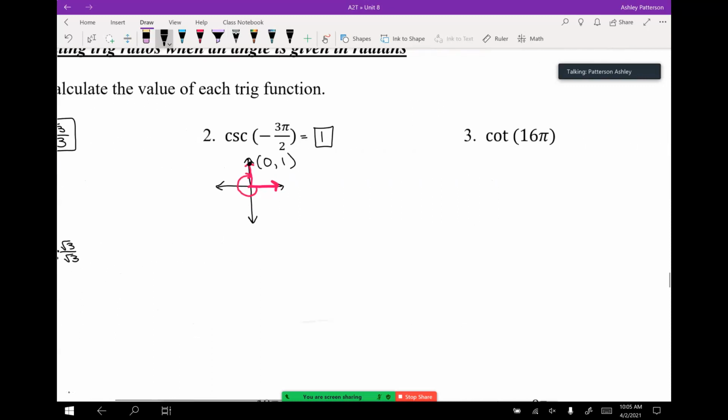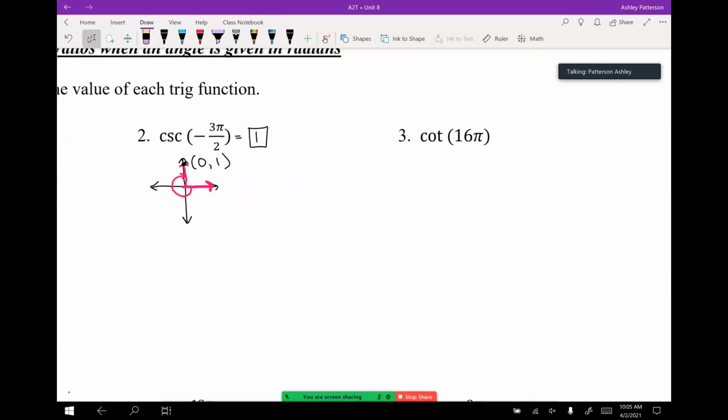All right, let's take a look at number 3. Oh, yeah, cotangent. Cotangent is the reciprocal of tangent, but we have this 16 pi radian measure. Holy moly. There are 2 ways to go about this. If you're a visual person, you may want to draw the x and y axes and think about how many revolutions are within 16 pi. Well, we know that 1 revolution is equivalent to 2 pi, right?